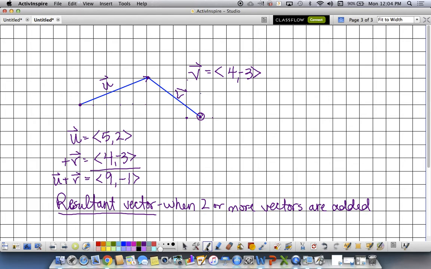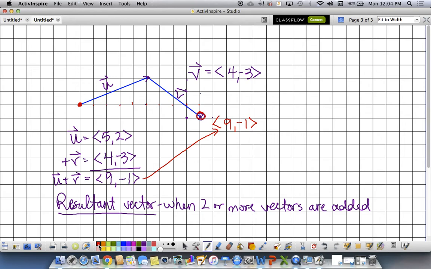So if I take, change colors, the initial point of U to the terminal point of V, how many did I go over? How many did I go down? I went over 1, 2, 3, 4, 5, 6, 7, 8, 9, and I went down 1. 9, -1. Is that what we got when we added them together?